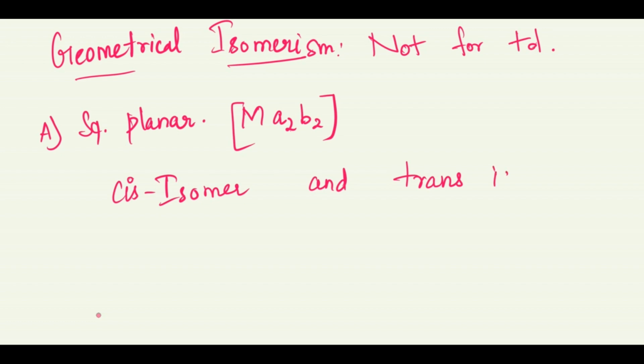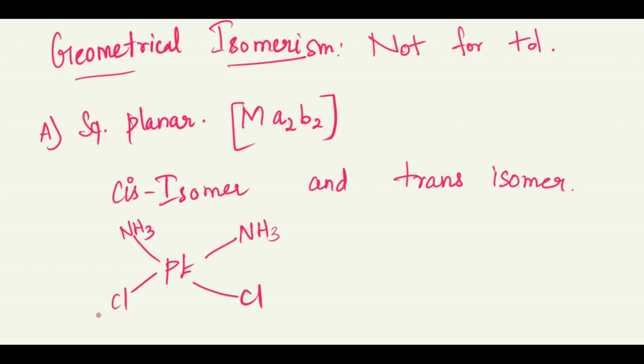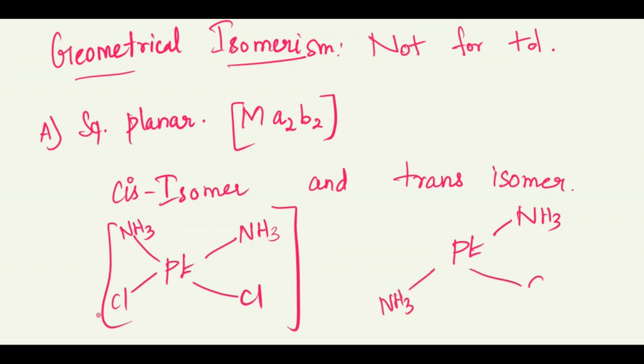What is cis and trans? If that is present on the same side, then that is cis. If that is present on the opposite side, then that would be trans. So I am taking a platinum amine complex. If both the ligands are present on the same side, then this is cis. If they are present on the opposite side, then this becomes trans. Right.